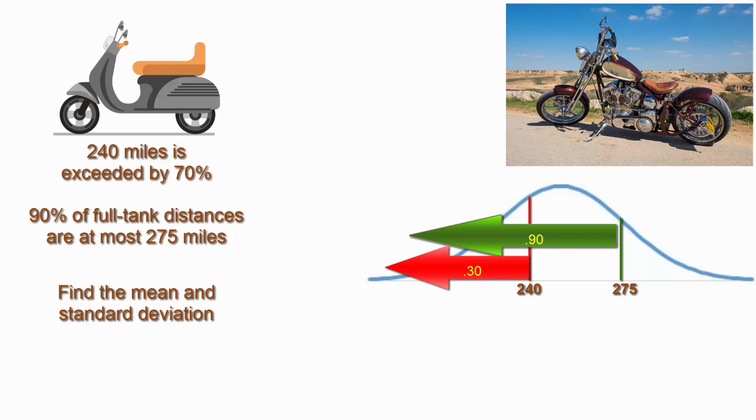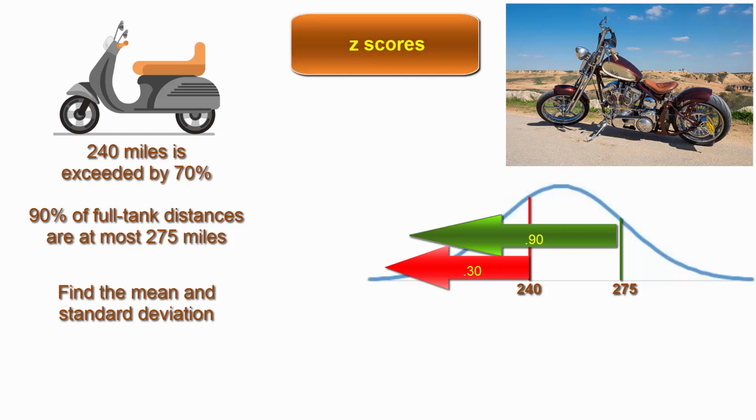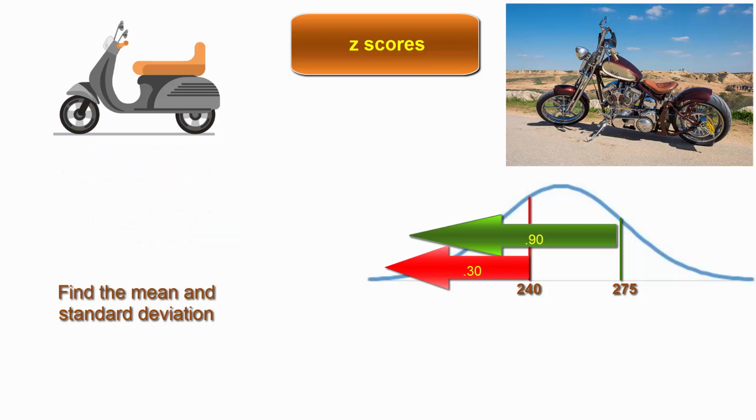Hint: if you get stuck on a normal distribution problem, convert to a z-score, because z-scores tell you the position on the x-axis in terms of standard deviations from the mean. So, should we find a z-score at this point in the problem? You bet your sweet bippy we should. We need the z-score for 240 miles, which has 0.3 scores below it.